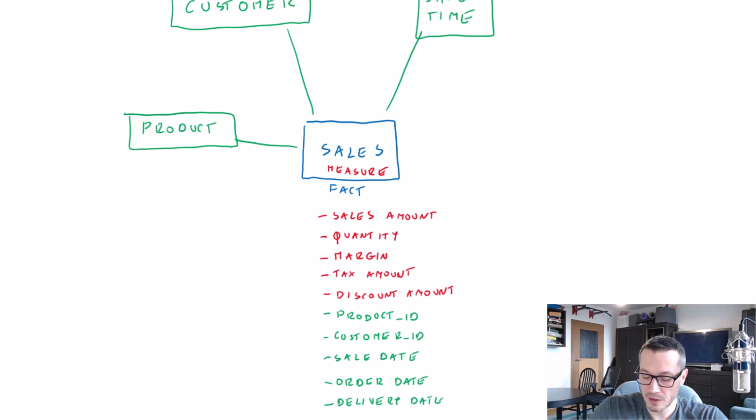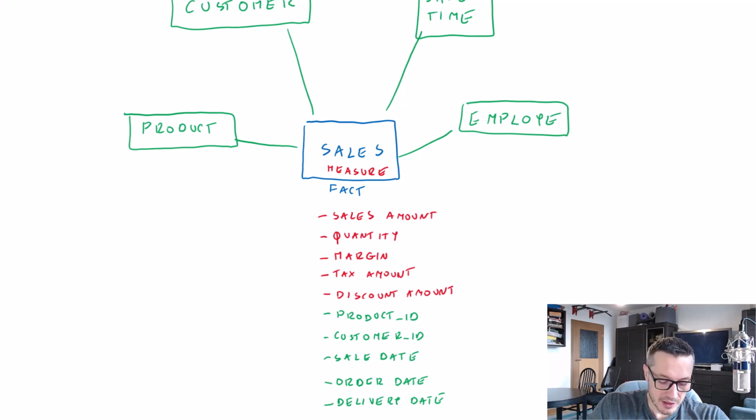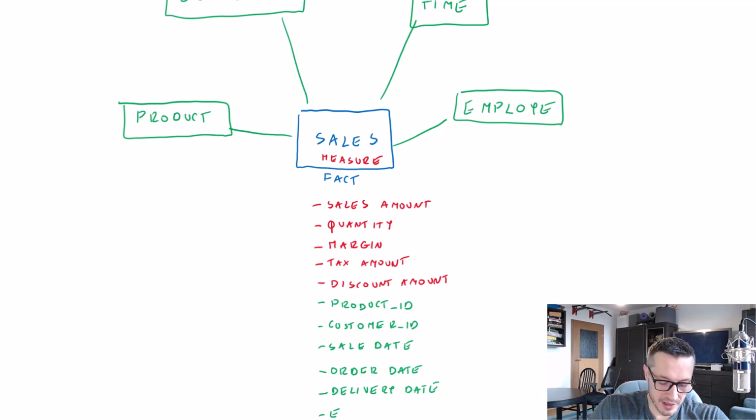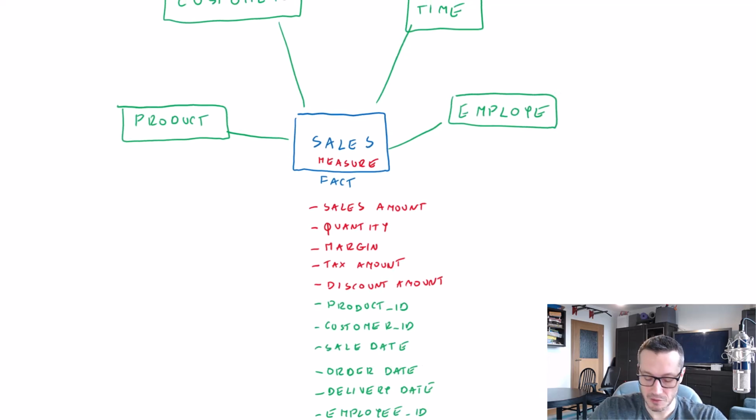Then maybe you would like to know which of your sales reps was responsible for this sale. So maybe you would have yet another dimension called employee or sales rep that you would link with your sales fact, who would be responsible for maintaining this sale. So this is your employee ID, and so on and so on.